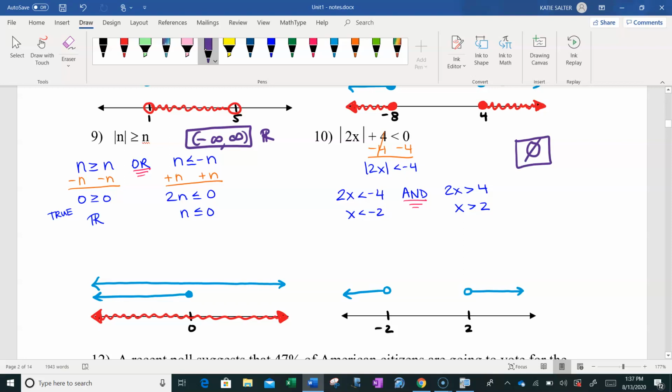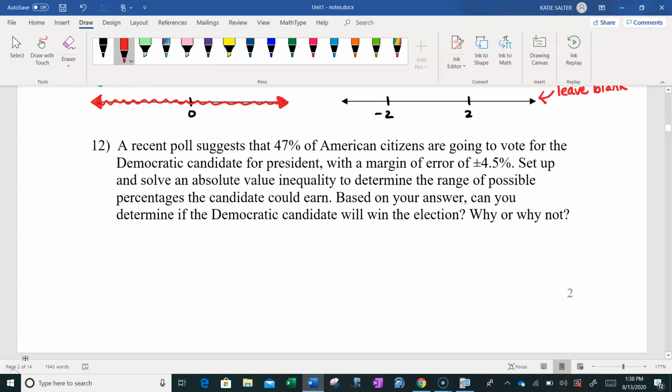However, had this symbol been greater than right here, it wouldn't have been no solution. It actually would have been quite the opposite and been all real numbers. And we can talk about that in class. So just be careful about that. All right, read the problem, and then try to see if you can figure it out. Then when you're done, start the video back.